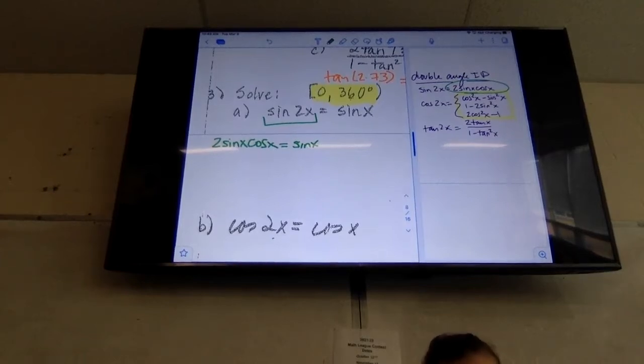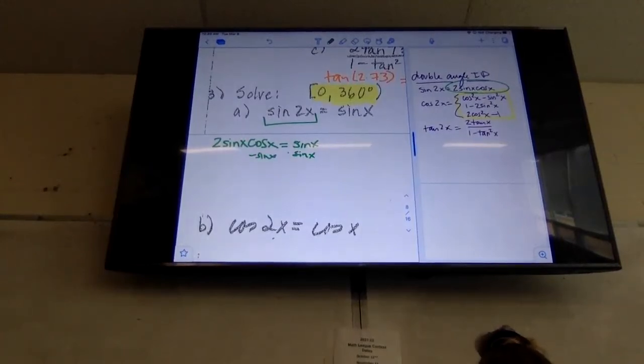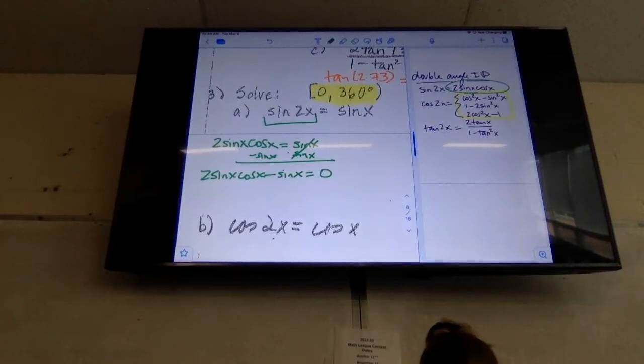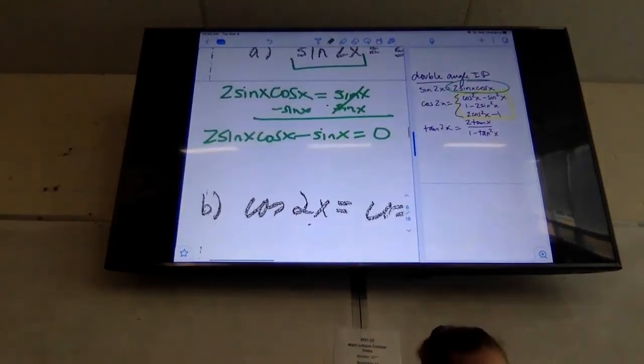We're gonna have to deal with the cosine in a second. Let's move everything to one side. When in doubt, move everything to one side. So I'm gonna minus my sine x off of both sides. And I get 2 sine x cosine x minus sine x. Now what can I do?